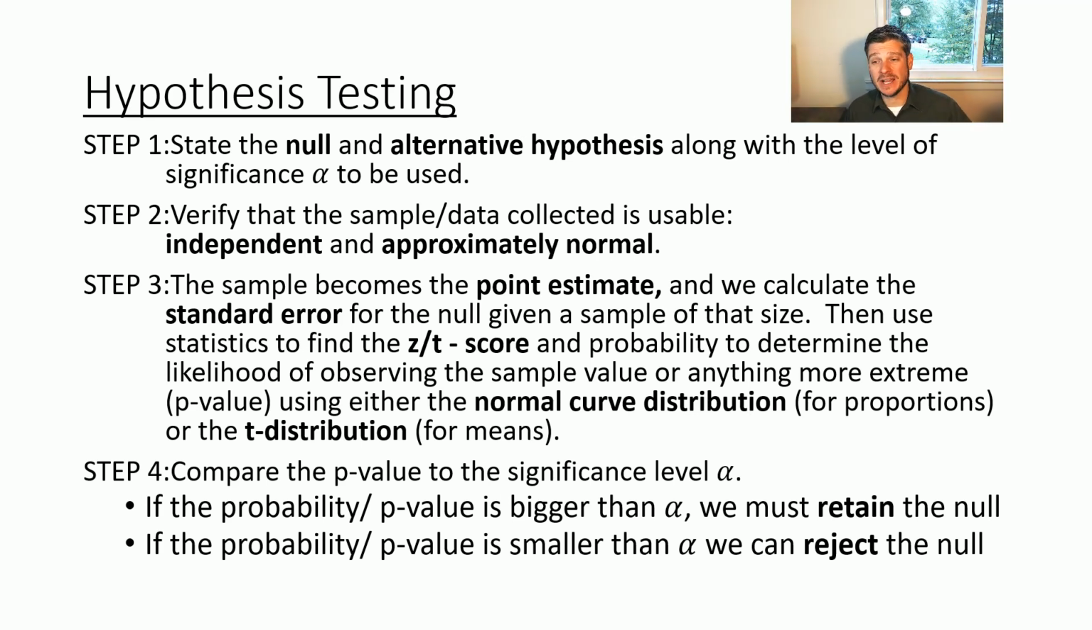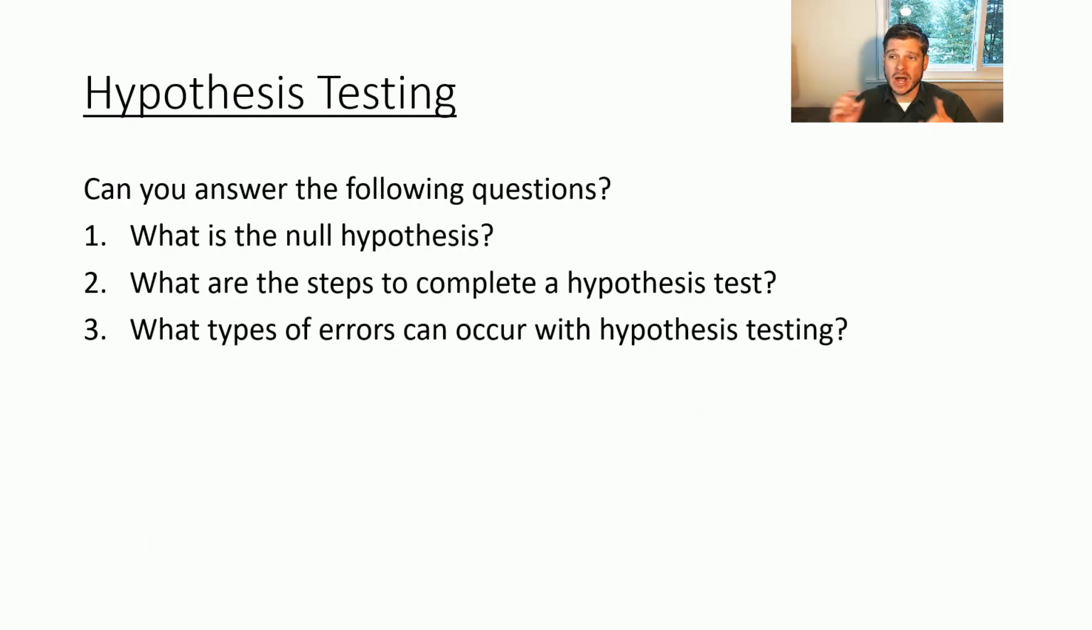And if our p-value is big, we retain the null. If our p-value is small, we reject the null. And then, of course, we need to write up our conclusion. All right, so that wraps up our concepts on hypothesis testing.